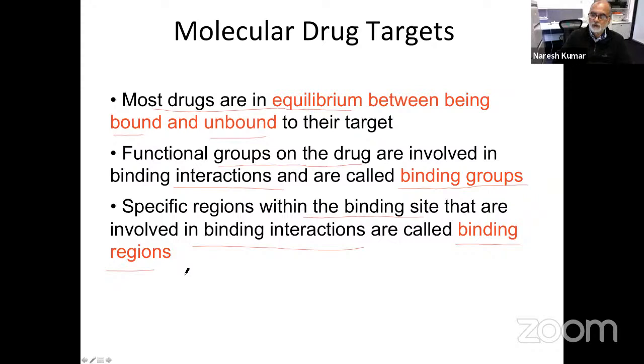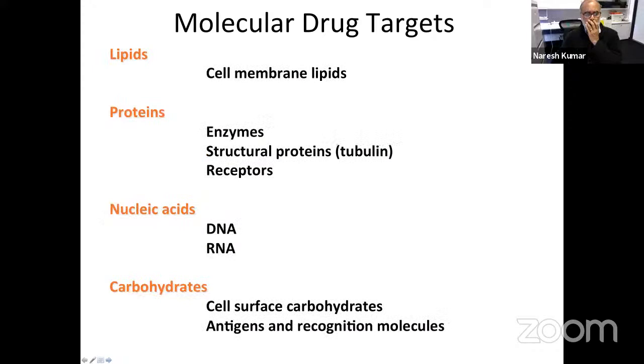Okay. Now, what are examples of biological targets? The examples of biological targets can be lipids, particularly cell membrane lipids, because we learned the membranes are made up of phospholipids. That means the drugs can interact with those lipids present in the cell membranes. But more commonly, the drugs will bind to some sort of proteins. And the examples are enzymes.